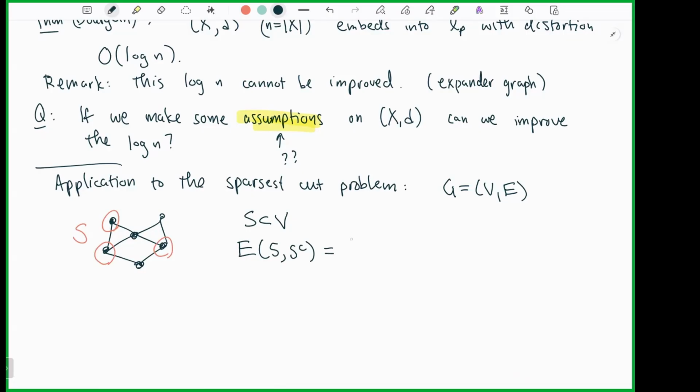This is the set of edges. Edges are unordered, so pairs xy in E, such that one of them is in S and the other one is in S complement. Okay, so in this picture, what is my set of cut edges? This one, this one, this one, this one. Most of them. Yeah, all of these are part of my cut set here.